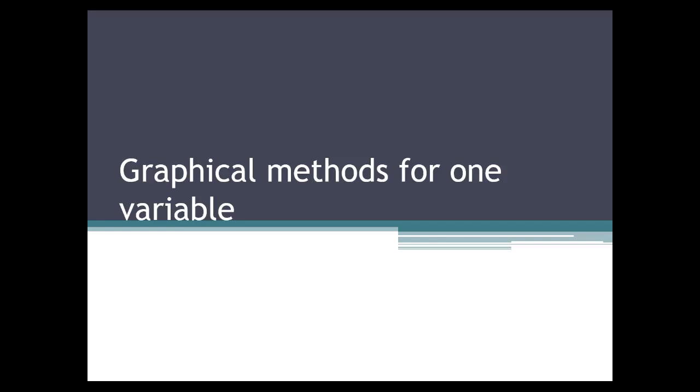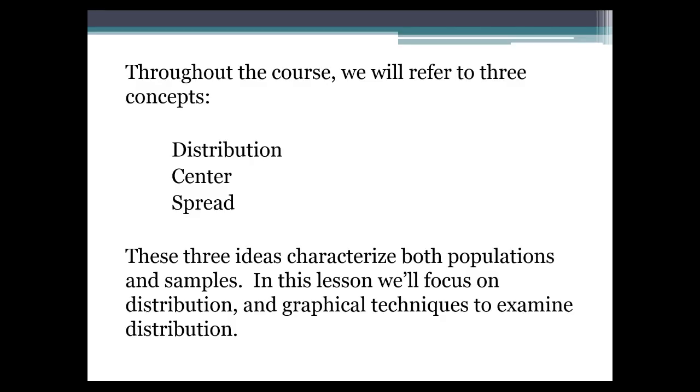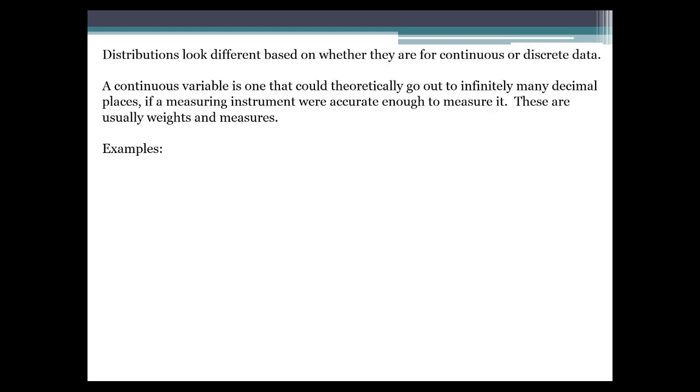Hi. So this is the video lecture on graphical methods looking at one variable at a time. Okay, so univariate data. Throughout the course, we're going to look at, for numeric variables, distribution, center, and spread. This is for populations as well as for samples. So this lesson we're looking at distribution, specifically graphical methods to look at distribution.